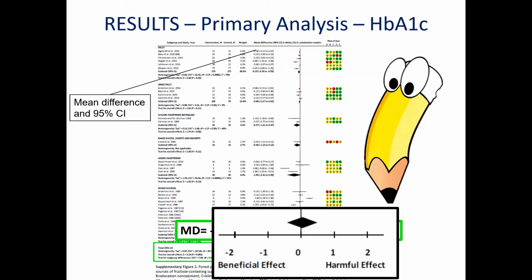So if we're talking about HbA1c as the outcome, then studies to the left of the line of no effect show a reduction in HbA1c when given the intervention compared to the control. Conversely, studies to the right of the line of no effect show that there is an increase in HbA1c when given the intervention compared to the control.